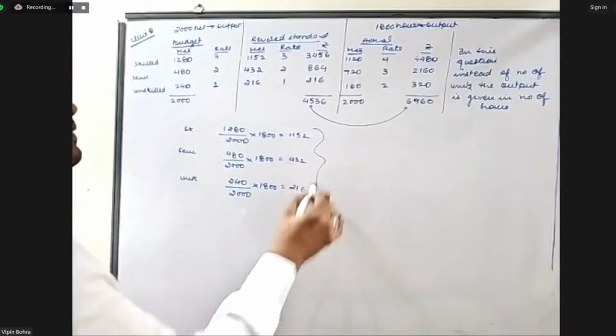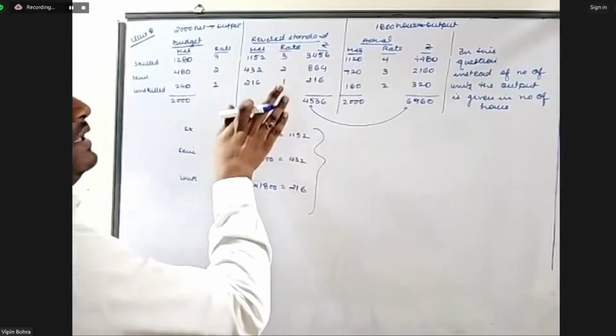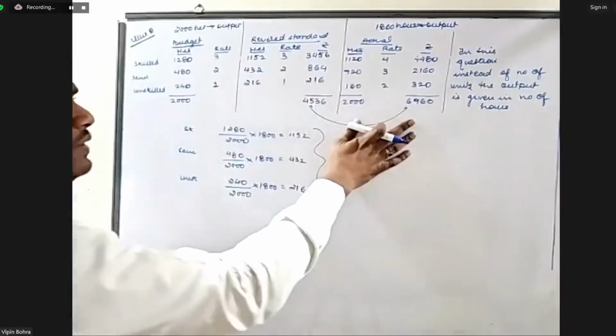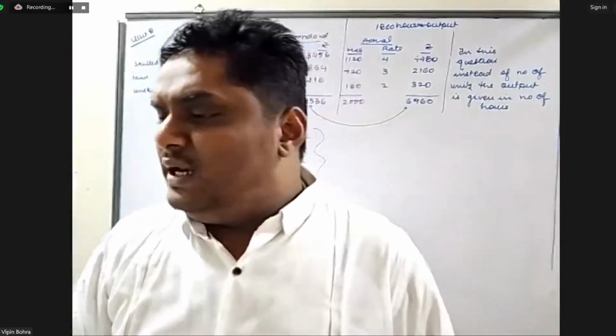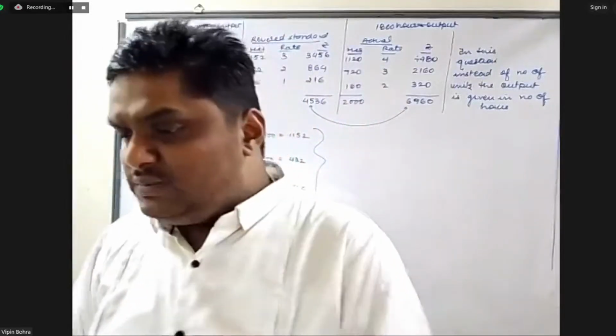You guys can solve any question. So this is the budgeted, this is the standard data, this is the actual data. You can calculate any of the variances. If you guys have any doubt in this illustration, you guys can please post your queries.